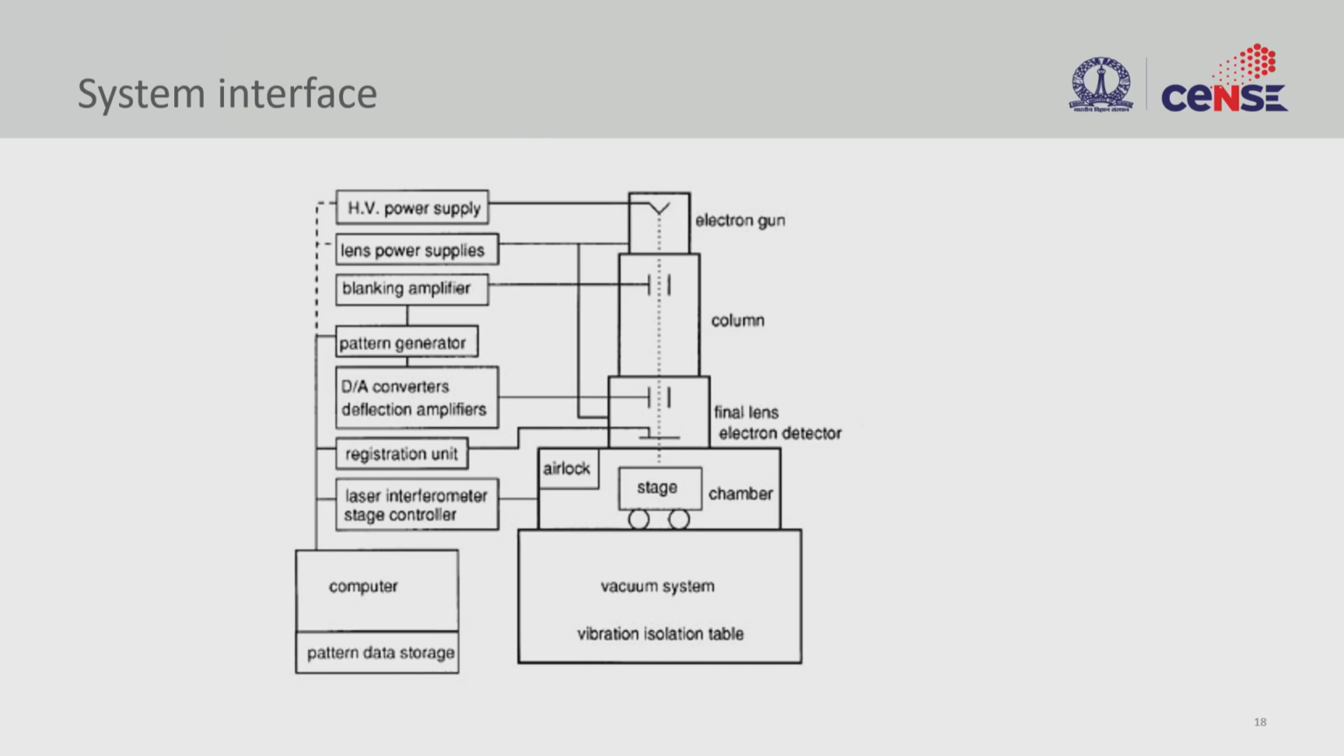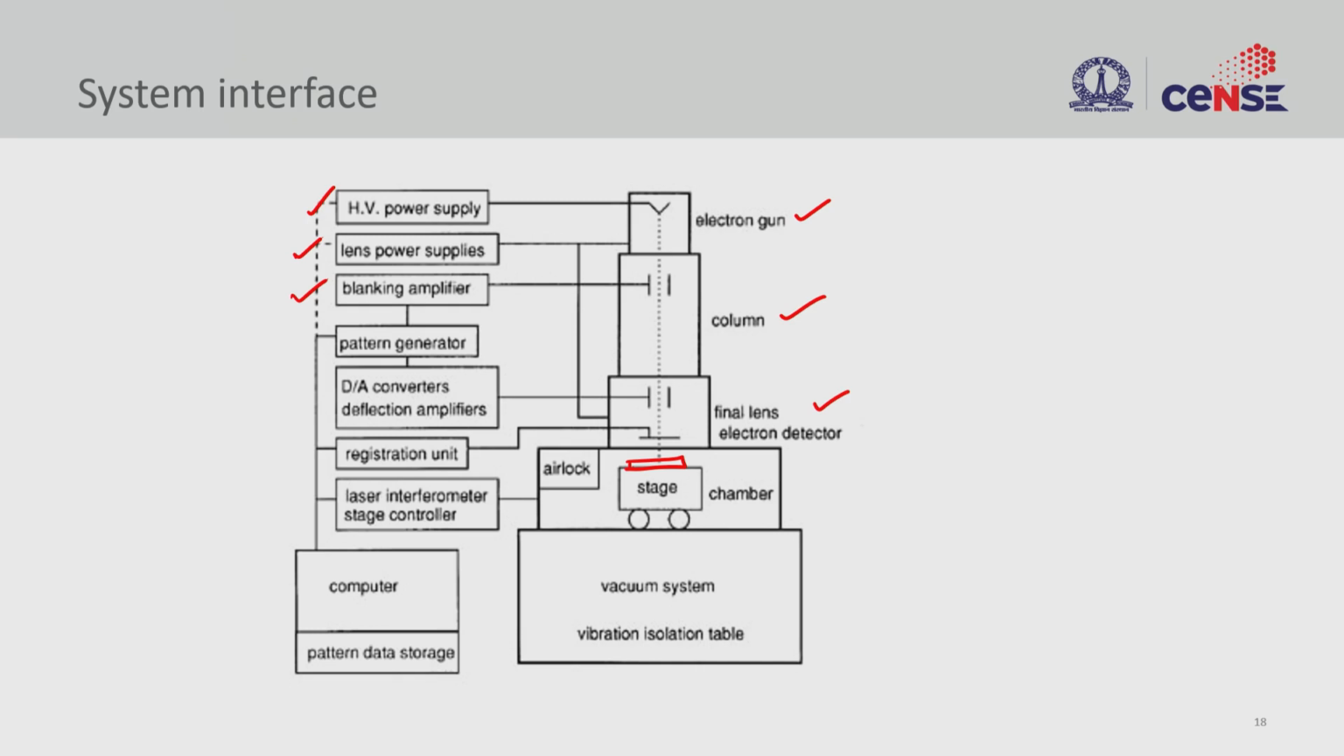And this is the system that one can use. On the right side, you see the interface system. So you have the gun, you have the column, you have the final lens system, and then you have your wafer sitting here on the stage. All of this is in vacuum, right? And you need high voltage to generate your electrons, the lens supply to control all the lenses, and your blanking amplifier. So this is what is blanking your electron beam when it is not required, right? If you don't blank, when you move your sample under the beam, it is going to expose all the resist.